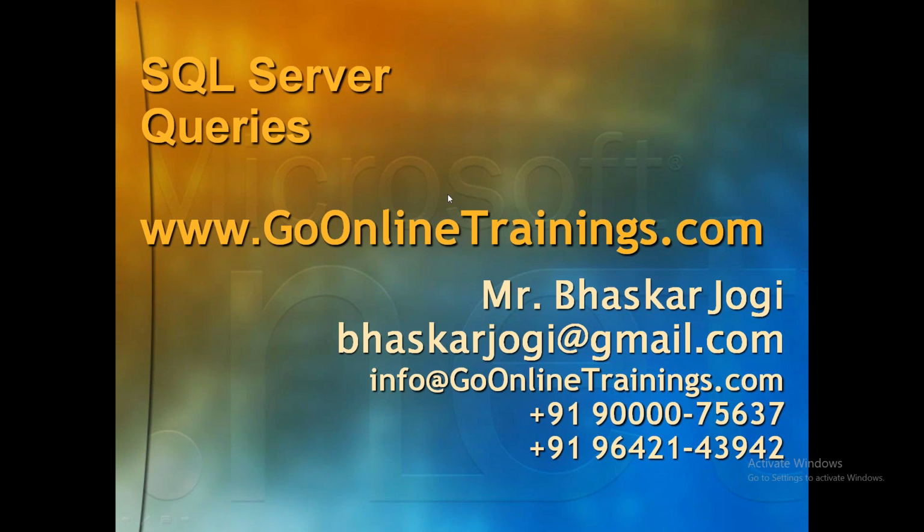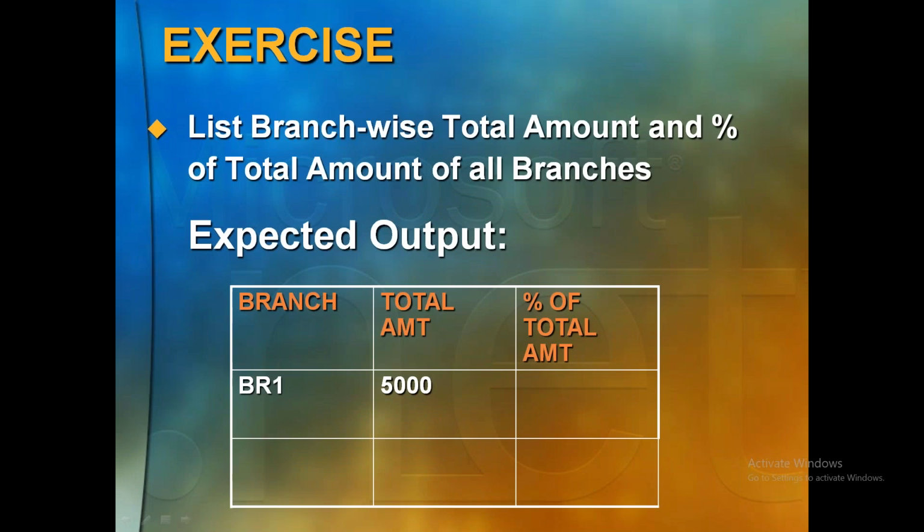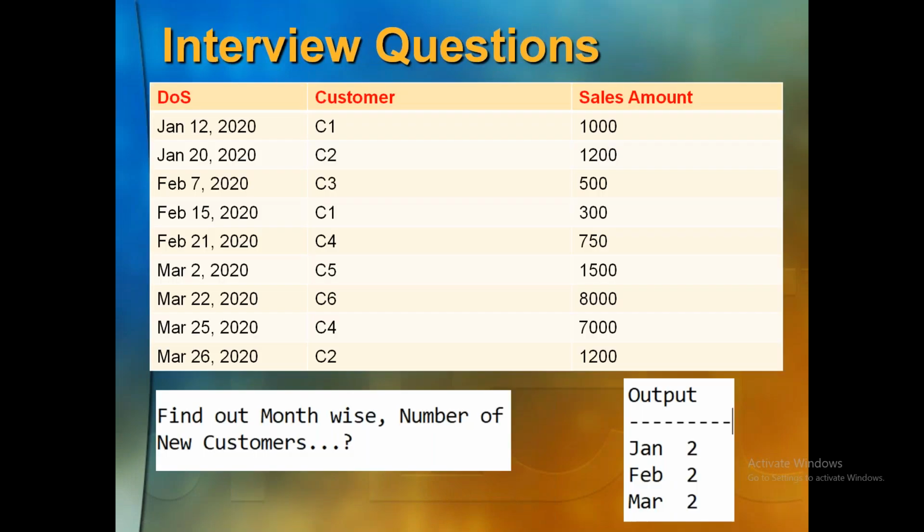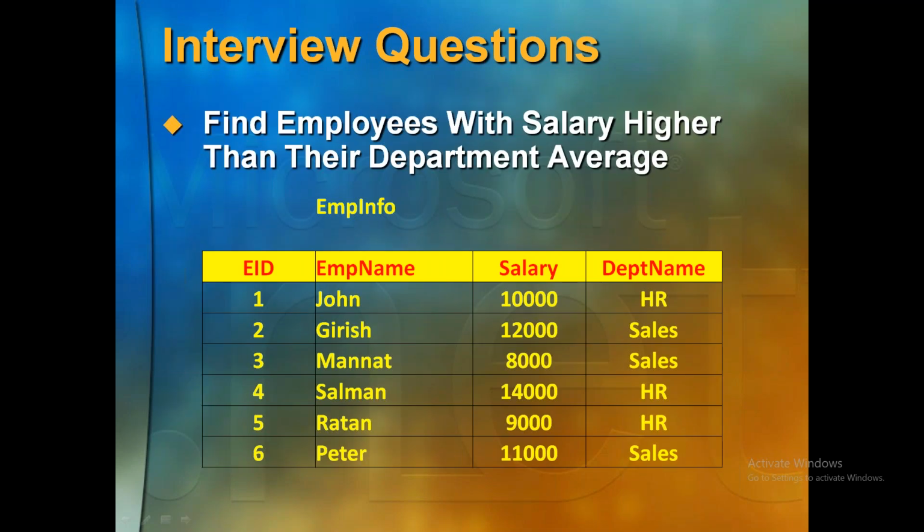So I had given a couple of examples in yesterday's class, and this interview question we cracked, right? This was the data, and find out the month-wise number of new customers. I think we cracked this. And one more question asked the other day: find employees with salary higher than their department average. Clear? Here, John is working for 10,000 salary per month, and HR is John's department. Girish's salary is this much and is in the sales department.